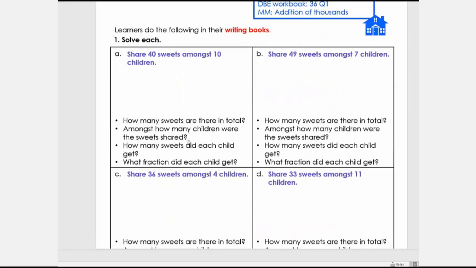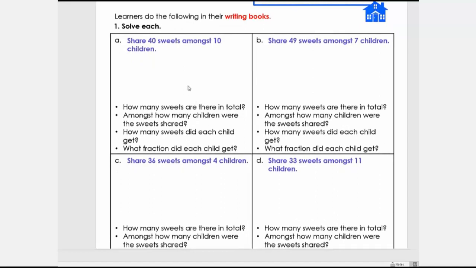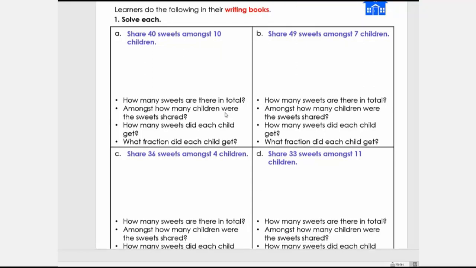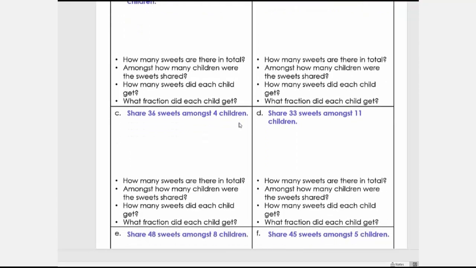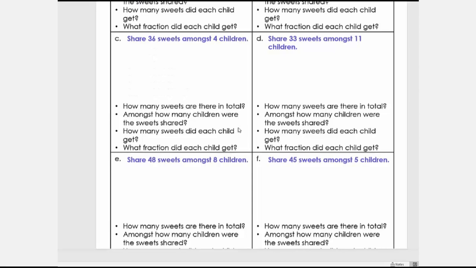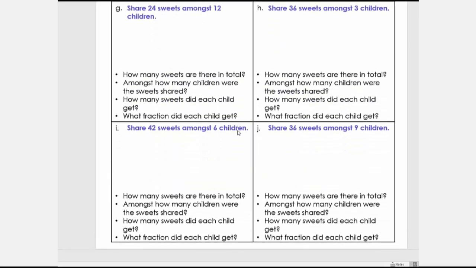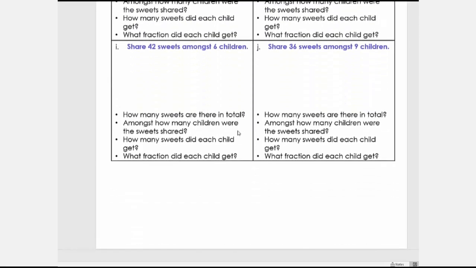It's now time to do the worksheet. You're going to carry on with the worksheet. We left some spaces if you need some drawings. If you can do it without a drawing, it's also fine. Remember, if there's not enough space to write the answers, you can do it in a writing book. These are the questions, similar to what we have done.